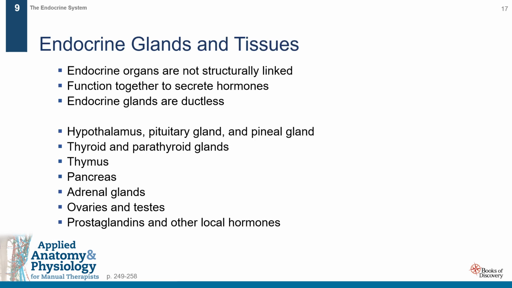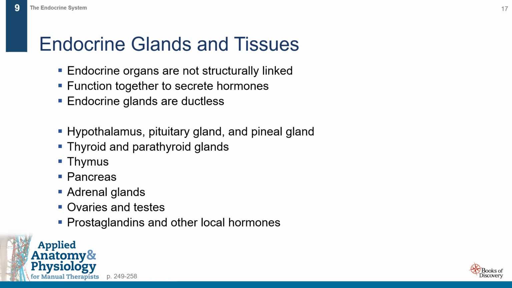Now let's consider the relationship between endocrine glands and tissues. While many organs, including the heart, kidneys, and small intestine, release hormones, the major endocrine glands include the pituitary, pineal, thyroid, parathyroids, thymus, adrenals, gonads, which are the ovaries and the testes, and the pancreas.